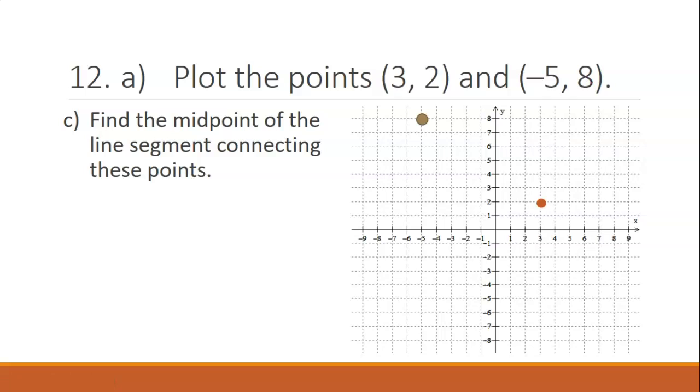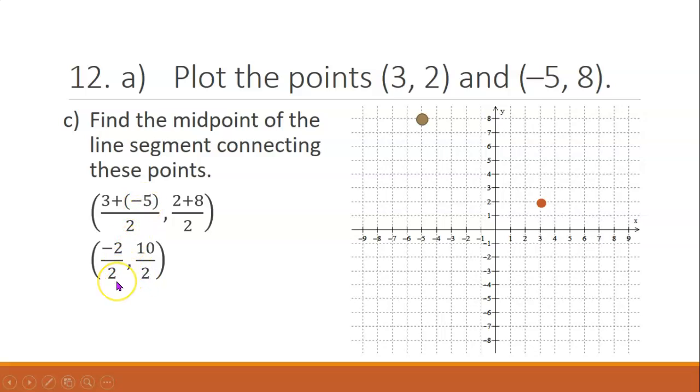So we can find what's halfway between two numbers by sort of averaging them together, adding them together and dividing by 2. So 3 plus negative 5 divided by 2 is negative 2 divided by 2, which is negative 1. And 2 plus 8 divided by 2 is 10 divided by 2, which is 5. So the midpoint is at negative 1, 5.